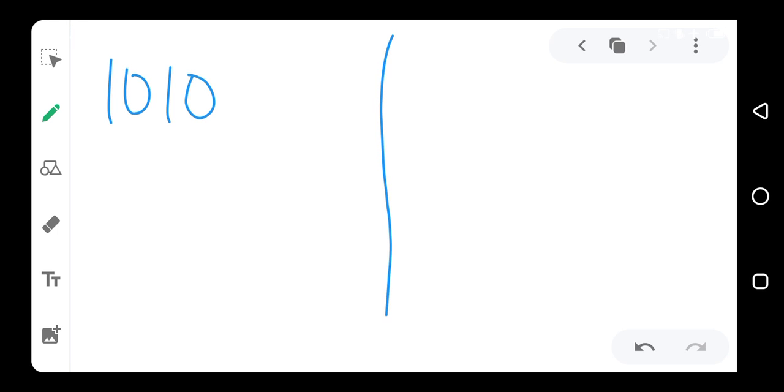Let's see another example. Assuming we have 1010, and we want to convert this number to base 10. This number is in base 2, and we want to convert it to base 10. Now the procedure again, we pick the first number, which is 1, then we times it by 2.